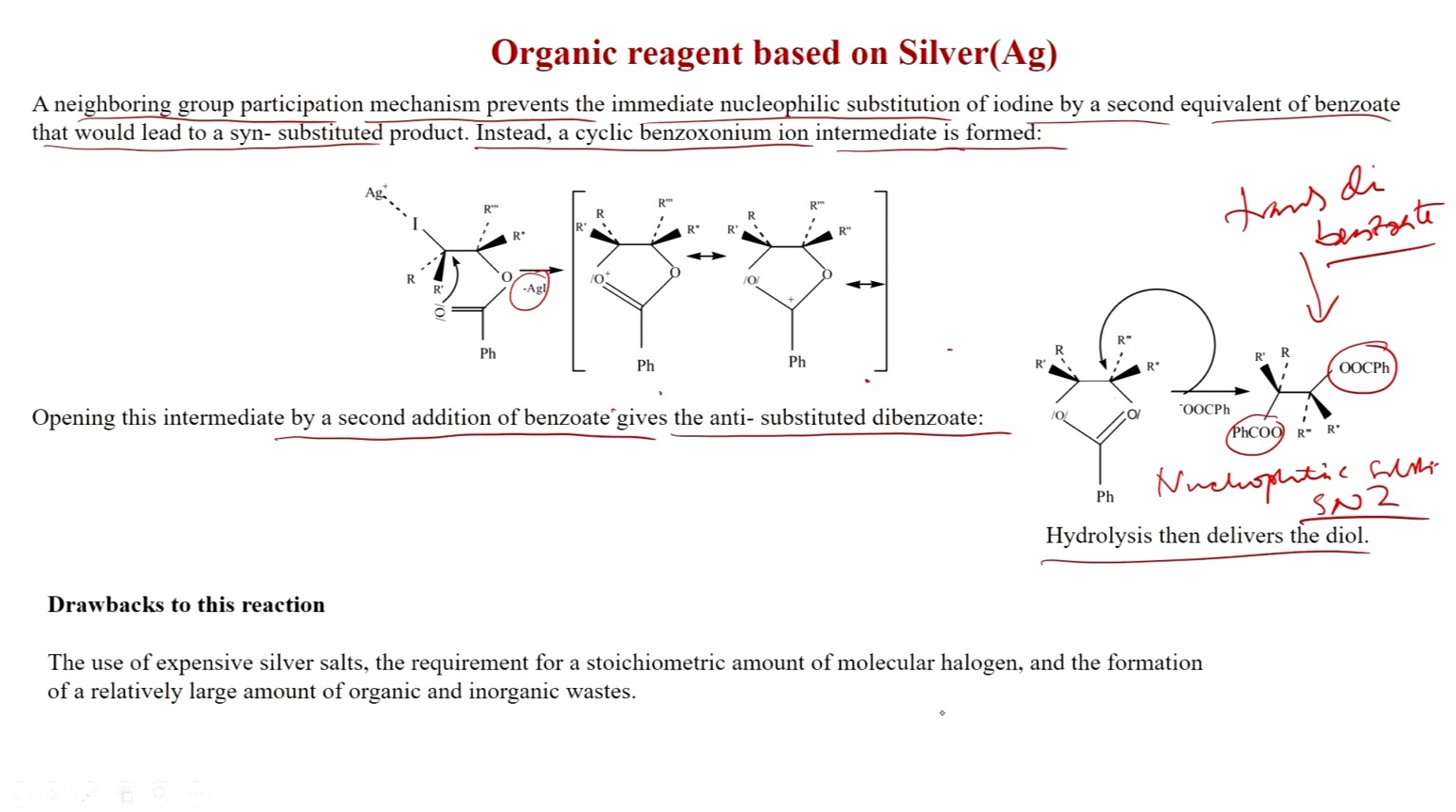So, what are the drawbacks of this reaction? The use of expensive silver salts, the requirement for a stoichiometric amount of molecular halogen, and the formation of a relatively large amount of organic and inorganic wastes. Those are the drawbacks, like silver iodide will form.